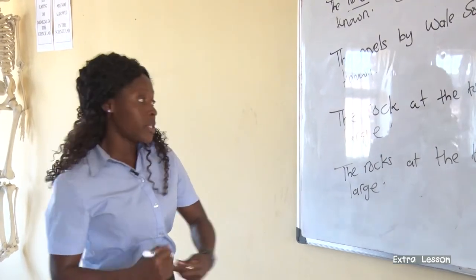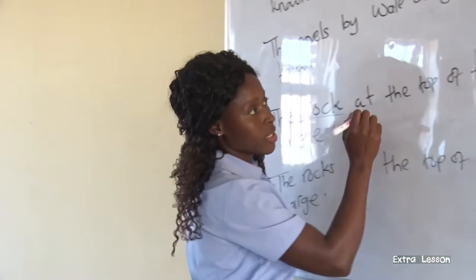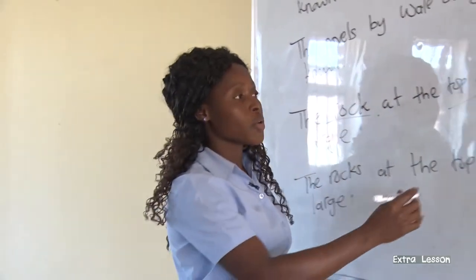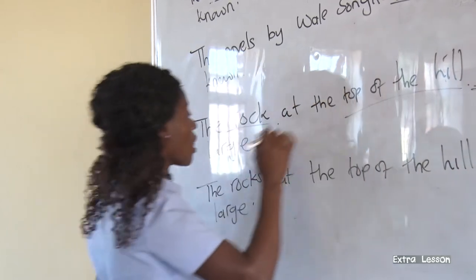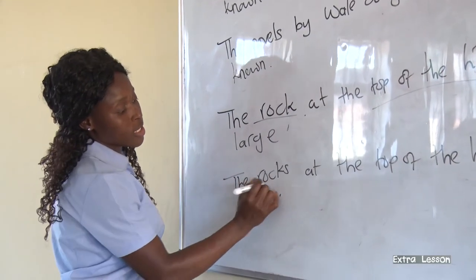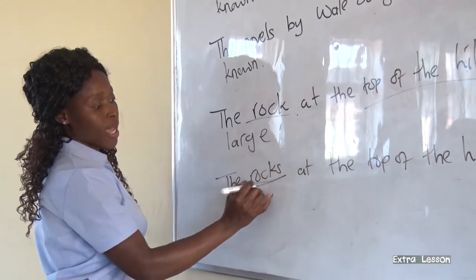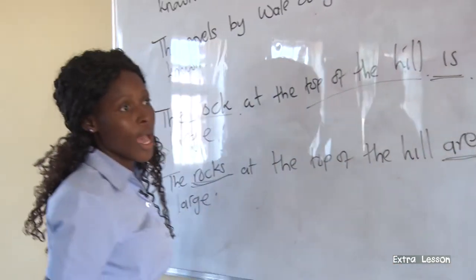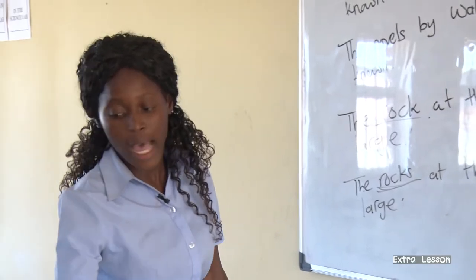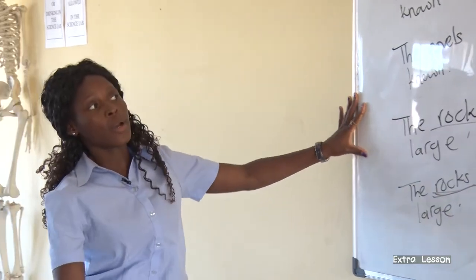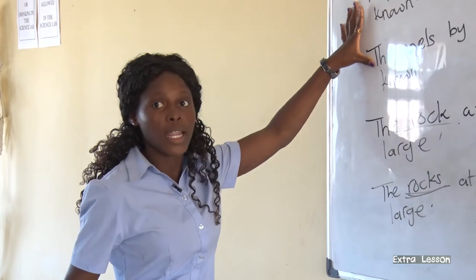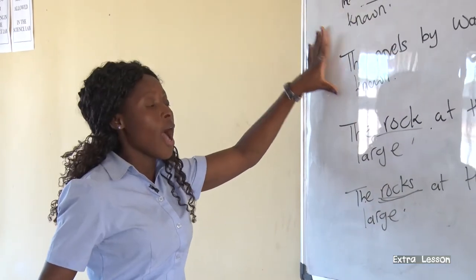Our main subject is rock, and the appositive is hill, so we are not going to use that one. Now our auxiliary has been determined by rock. And here the rocks are more than 2, or maybe there are 2 or more, which means our auxiliary will be are. So this is how we use subject-verb agreement when we're using the auxiliary is or the auxiliary are.